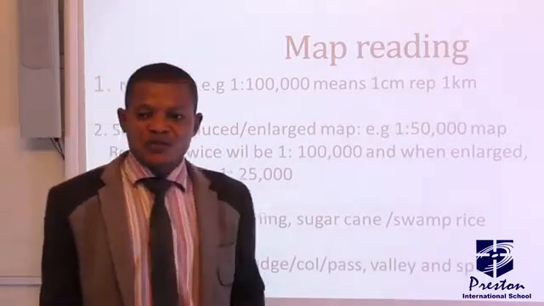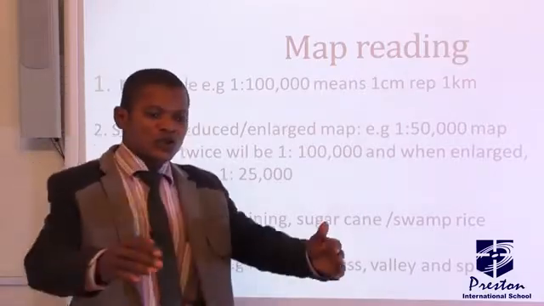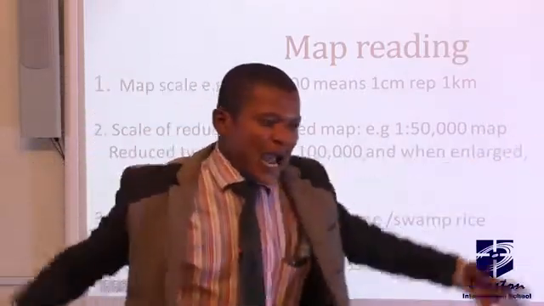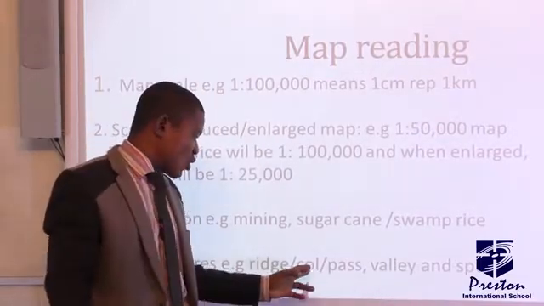Then we'll talk about map features. This is where we see how some of you are struggling with the features on the map. For example, a ridge: I told you, when you see elongated contour lines, that's a ridge. And the point in the middle is called either a col or a pass.